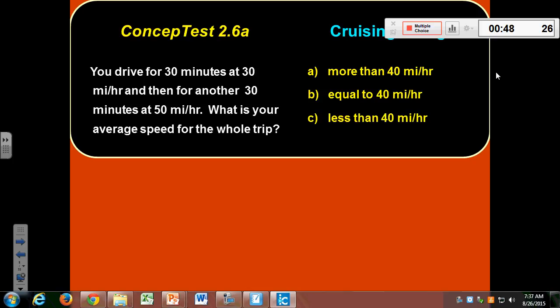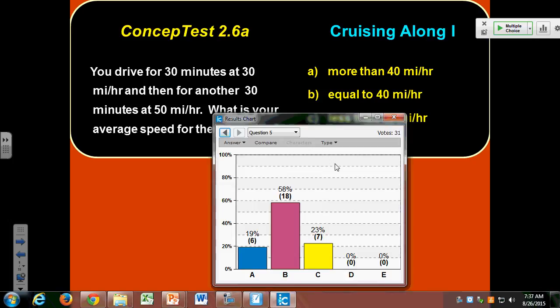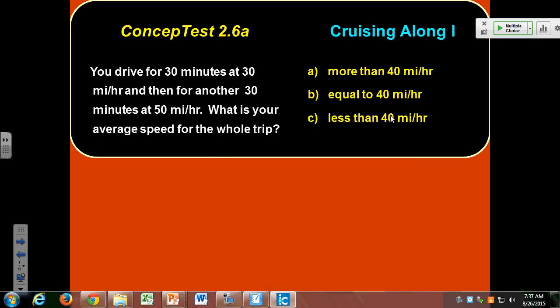Doing pretty well, most of you. I'm going to stop at 55, 55. All right, very good. B is the right answer. This is a little tricky, but there are a couple ways you could do this. You could say, I'm traveling the same amount of time at these two speeds, so I can just take the average of them. 30 plus 50 divided by 2 is equal to 40.